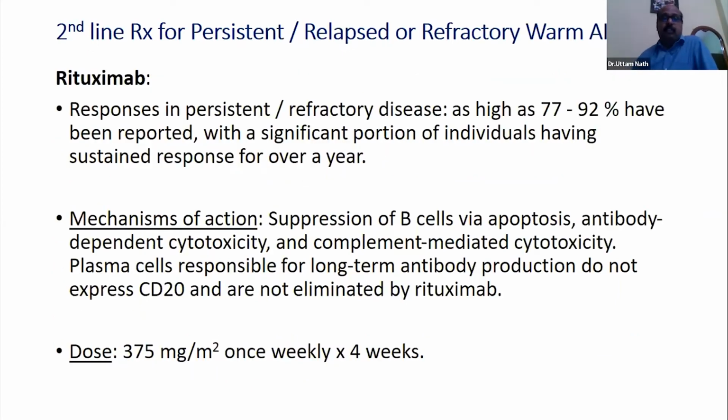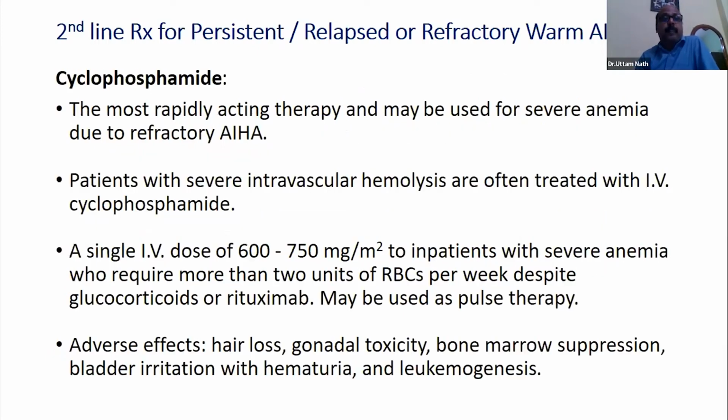Okay. Rituximab, as I have said, has high response rates of around 70% in warm AIHA, and the response may be sustained. It works by suppressing the B cells by various mechanisms. Cyclophosphamide can be life-saving in severe hemolysis due to warm AIHA or even cold AIHA. Okay, in hospitalized patients, intravenous cyclophosphamide pulses may be given, and the dose can be 600 to 750 milligram per square meter. However, long-term use is discouraged because of multiple toxicities.